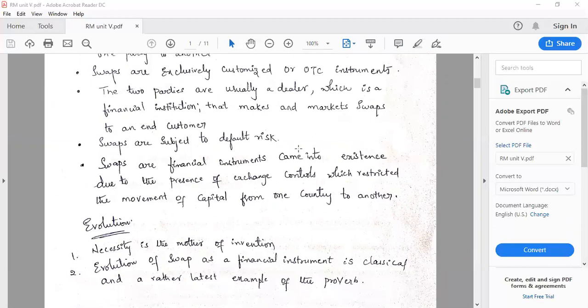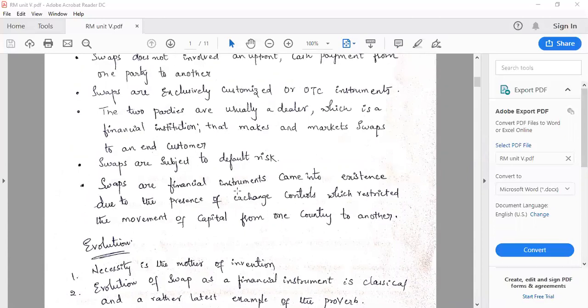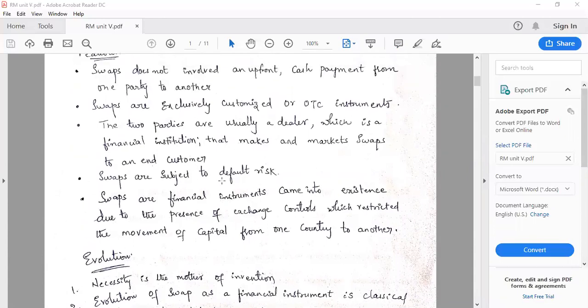Okay, swaps are subjected to default risk. We all know what default risk is, which means counterparty risk.